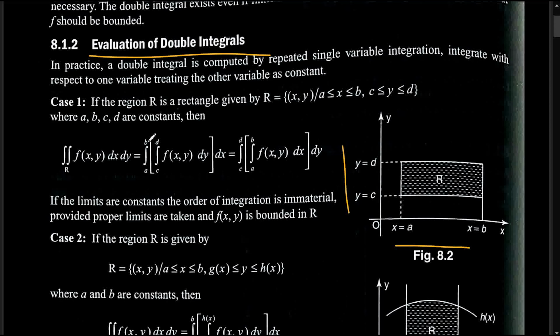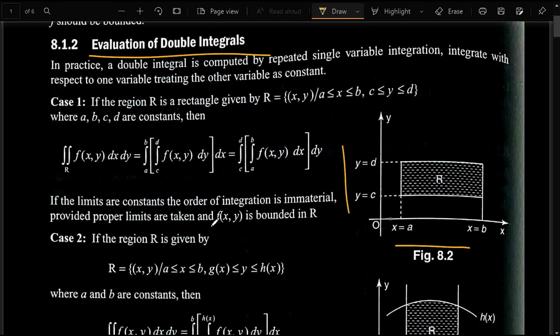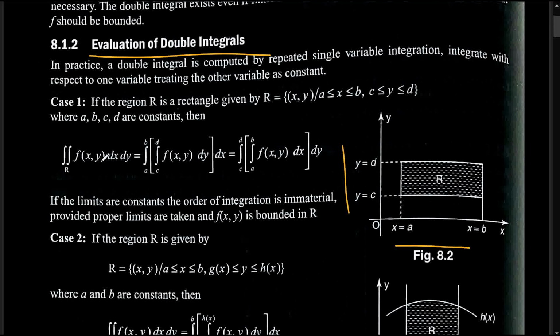So let's take this as the first case of double integral. There are actually many cases, say 4 cases in double integration. The first case is where R is a rectangle, and these are the limits: in the x direction a to b, in the y direction c to d. Then the double integration of f of x comma y dx dy is equal to, with dy first, and if dy is first, then the limit should be y. What is the limit in y? c and d. So y is equal to c to y is equal to d. This is the limit of dy.